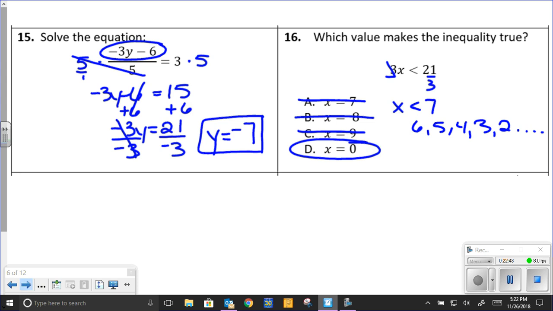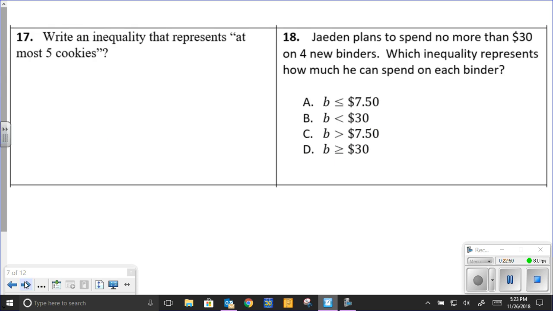Okay? Next one. Write an inequality that represents at most 5 cookies. Okay, I always try to equate this to something that I'm doing. So I made Christmas cookies this weekend. Well, maybe I made at most 5. That was the ones that I decorated. So I'm not going to do any more than 5. Can I do 5? Yes, at most I can do 5. But I can't do any more than 5.